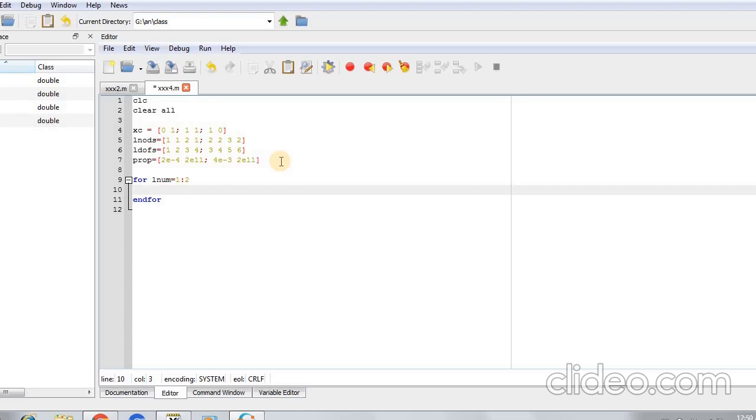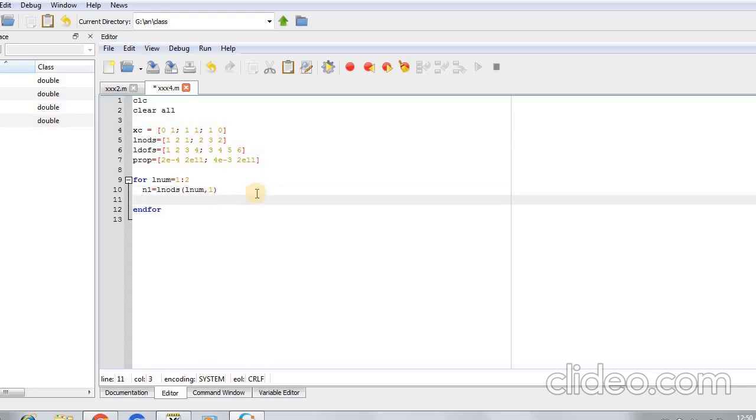take the first two nodes. So n1 is the first node of element L_num, say for element 1, n1 is L nodes, L_num, 2. Okay, or if you don't want to give the element number here, you can write it like this. You can remove the element number. The row number is automatically the element number. So this is element number 1. This is element 2. So this is L_num 1, and n2 is L nodes, L_num 2.